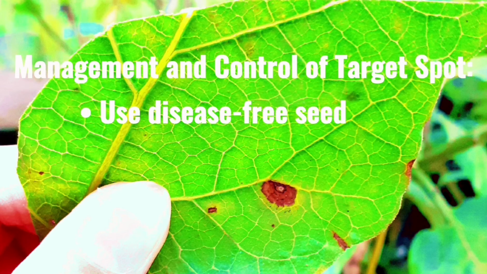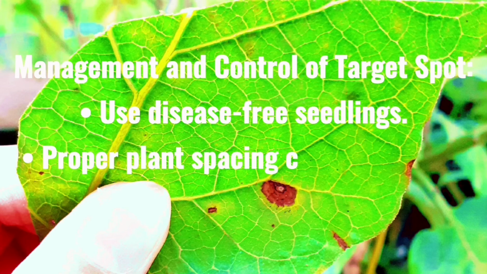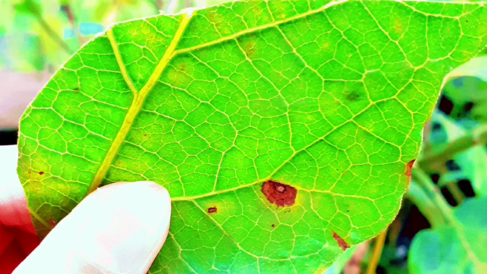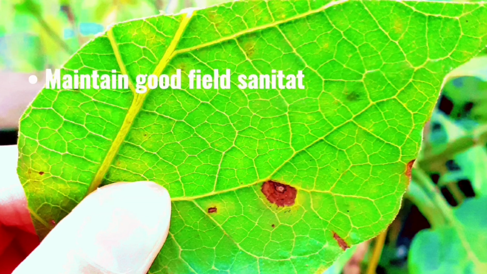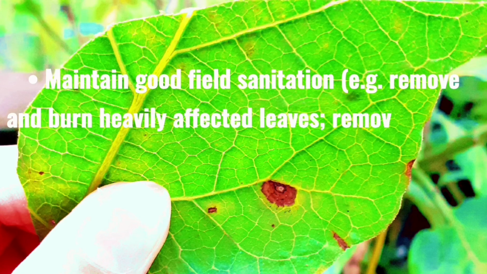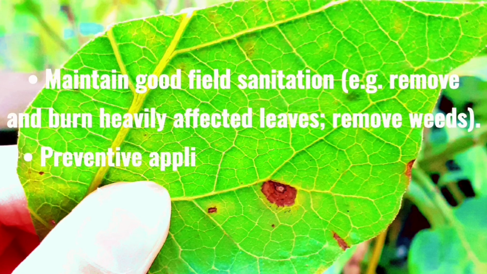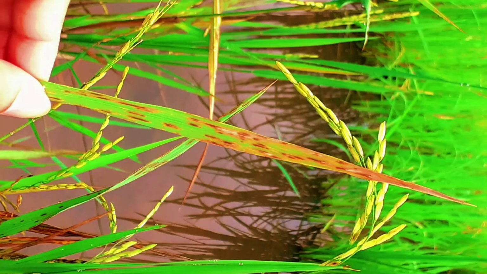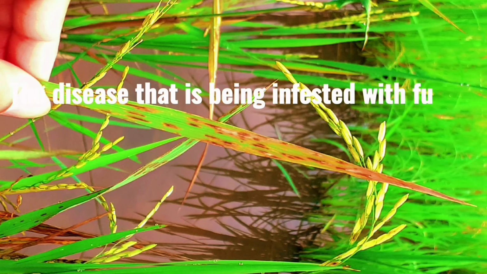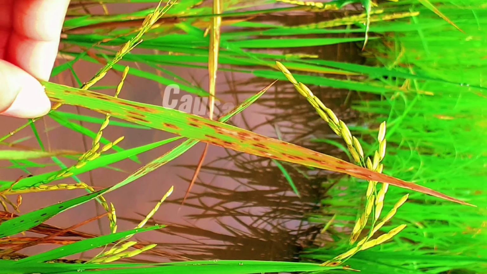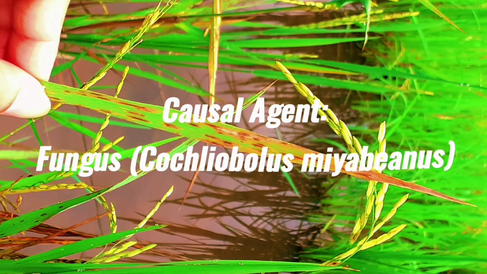Use disease-free seedlings. Proper plant spacing can help reduce extended periods of leaf wetness. Maintain good field sanitation. For example, remove and burn heavily affected leaves, remove weeds. Preventive application of chlorothalonil and mancozeb. The disease that is infesting rice with a fungal pathogen is what we call brown spot. Causal agent: fungus, Cochliobolus miyabeanus.